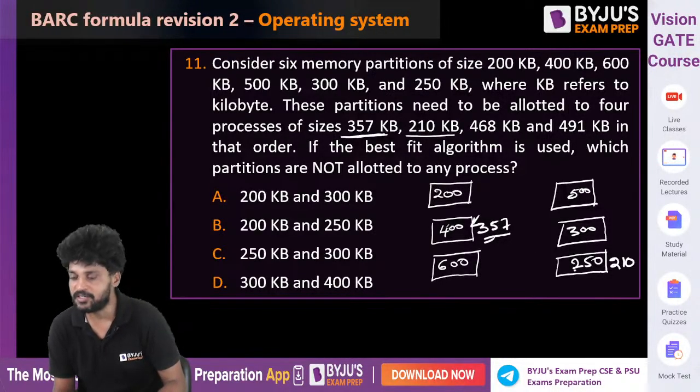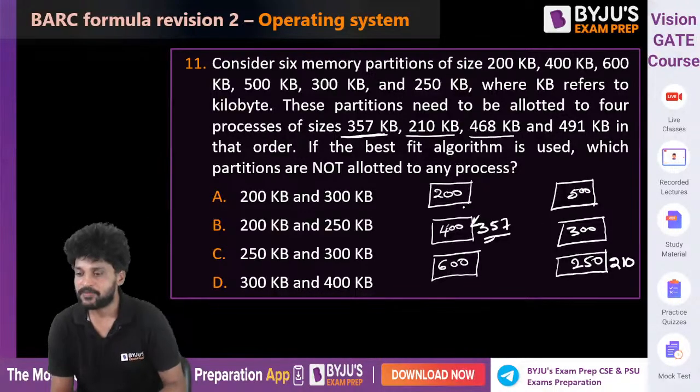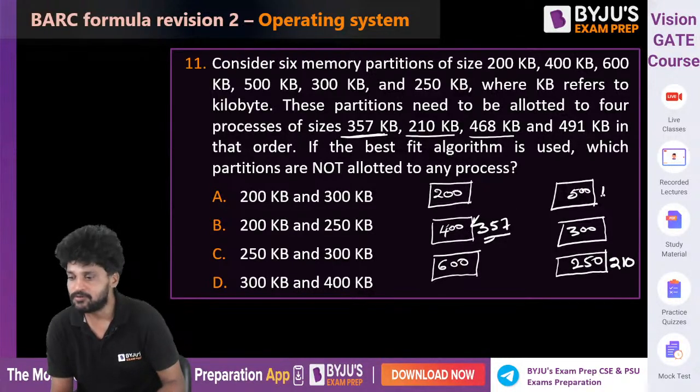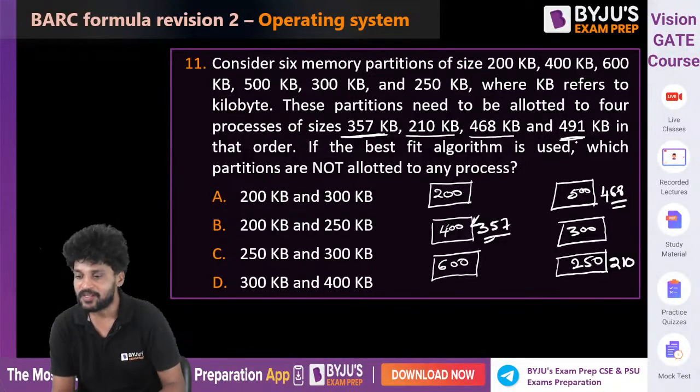So 400 and 250 are consumed already. Next is 468 KB. In order to keep 468 KB, I will use 500. So 468 is given to this. And next is 491. Then what should I use? In order to keep 491, I need to use 600. Okay, 491 is allotted to this.